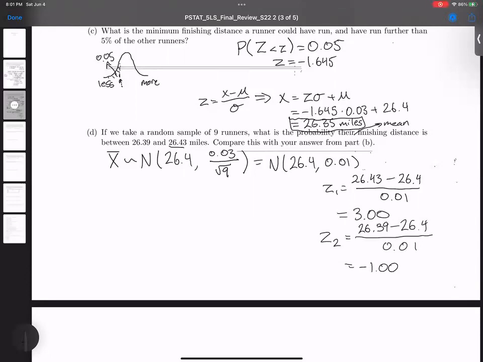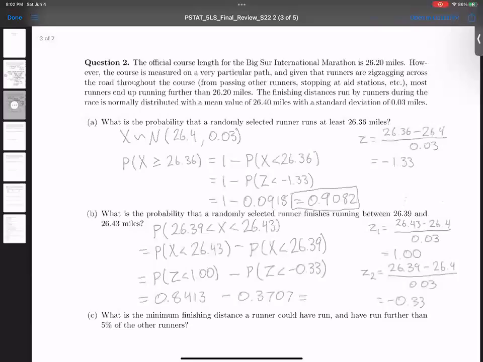So the probability that we need to find is the probability that x bar is less than 26.43 minus the probability that x bar is less than 26.39, which we just computed these z-scores. The reason we did that is because this is now equal to the probability that z is less than 3.00 minus the probability that z is less than negative 1.00.